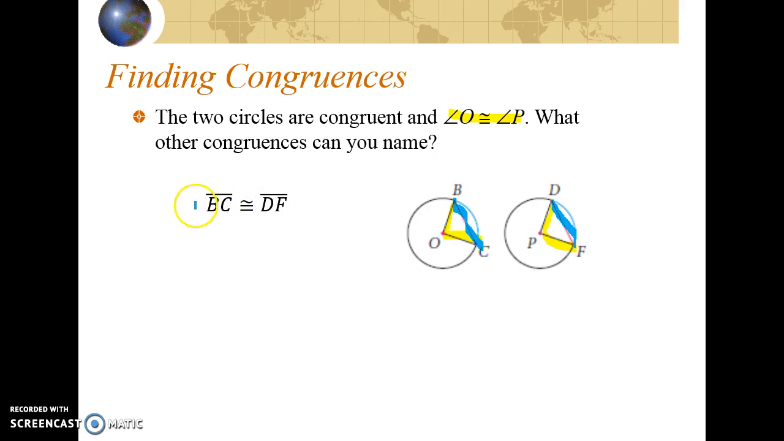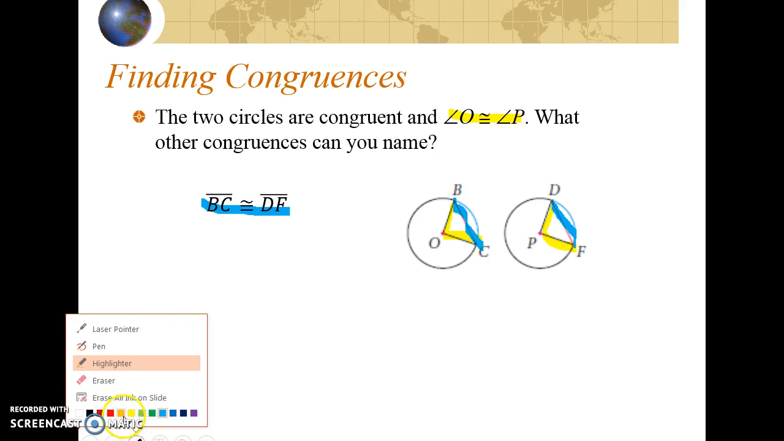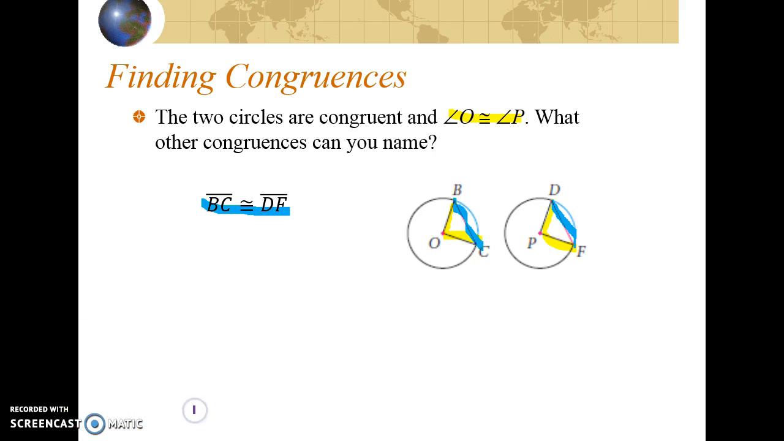Again, when we talk about chords, they're line segments. So this is how we would represent that congruency. Segment BC is congruent to segment DF. Now we said there's a third congruency, and that is the arc itself. So this arc with the endpoints BC is congruent to this arc with the endpoints DF.